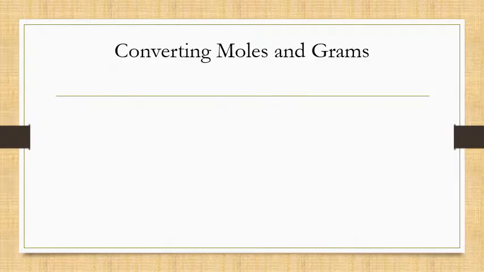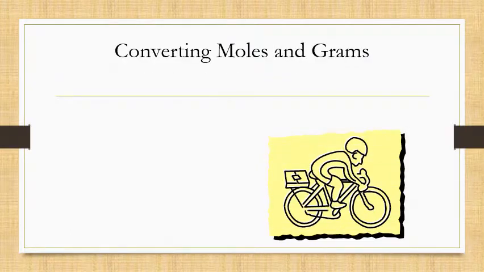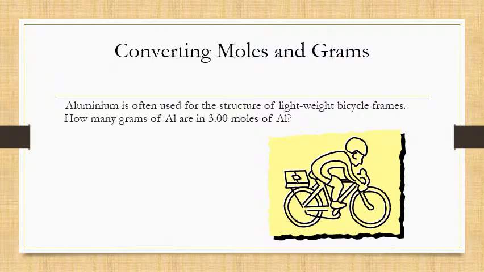So how do you convert moles and grams? Well, here's a question to answer using the equation I've just provided. Number of moles equals mass over molar mass. Aluminium is often used for the structure of lightweight bicycle frames. How many grams of aluminium are there in 3 moles of aluminium? So pause the video now and have a go.